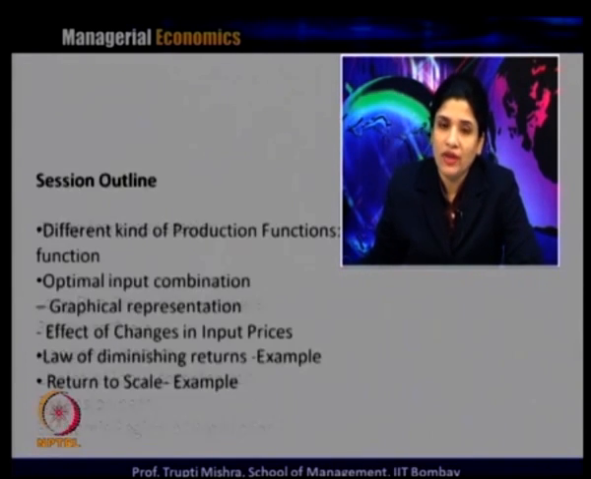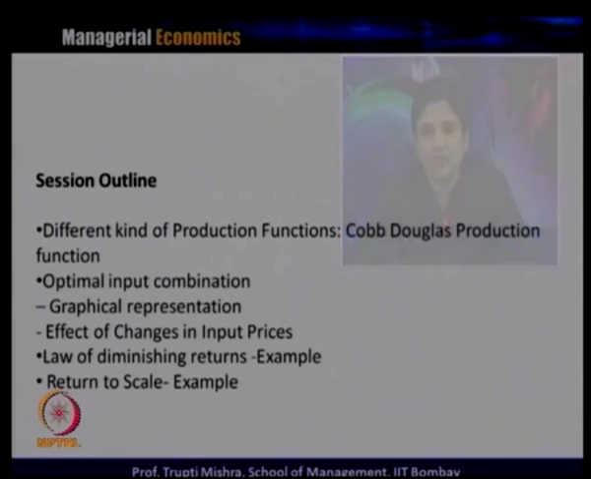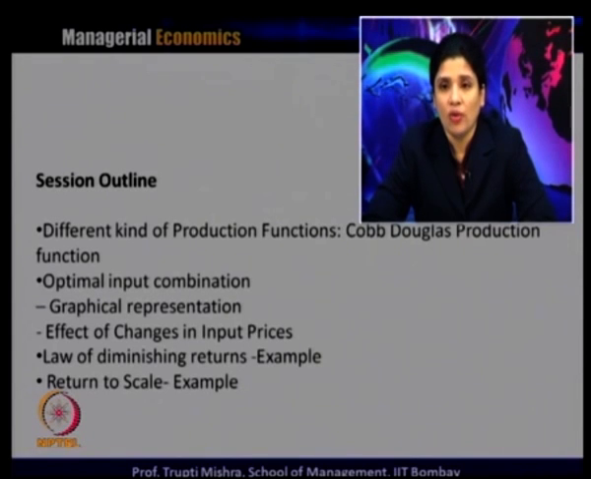So, in today's session we will see the different kinds of production function, mainly the Cobb-Douglas production function, which is used more in economic analysis. Then we will continue our discussion on optimal input combination through a graphical representation, in the case of maximization of output and minimization of cost. And we will see what happens when there is a change in the input price, whether the price of capital or the price of labor.